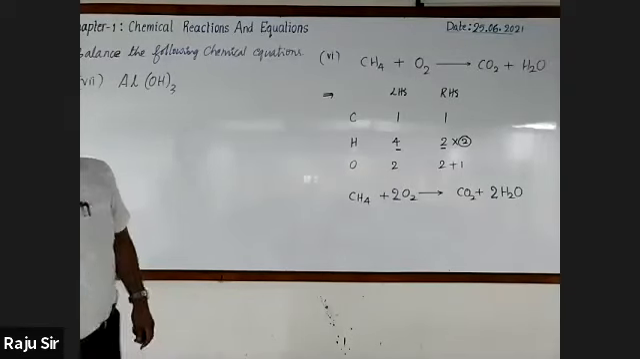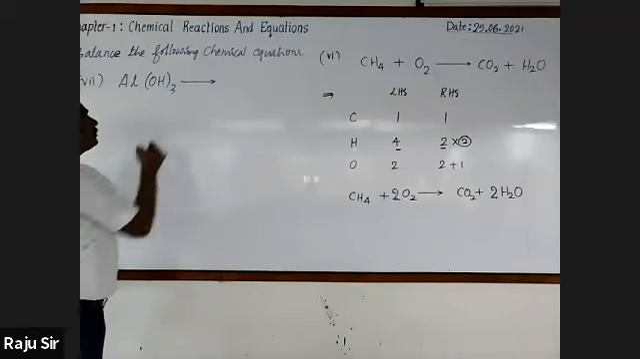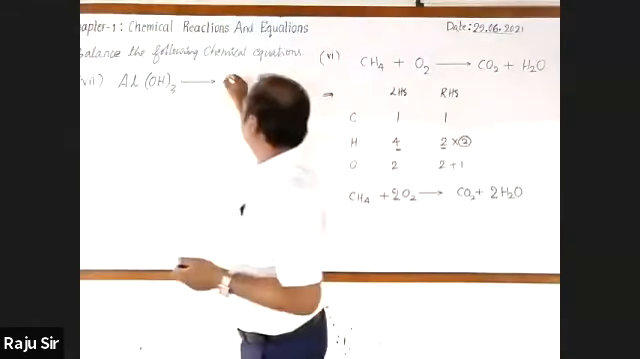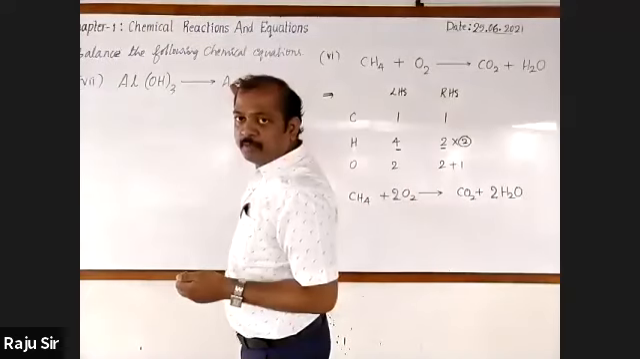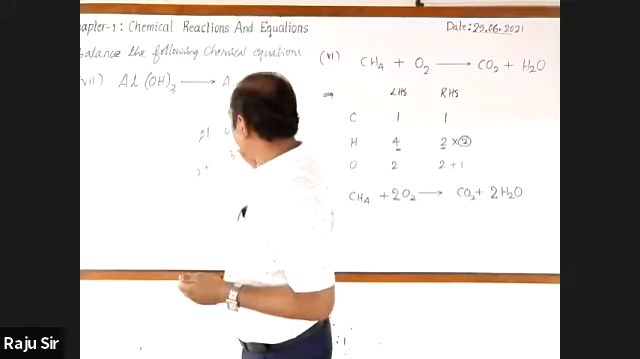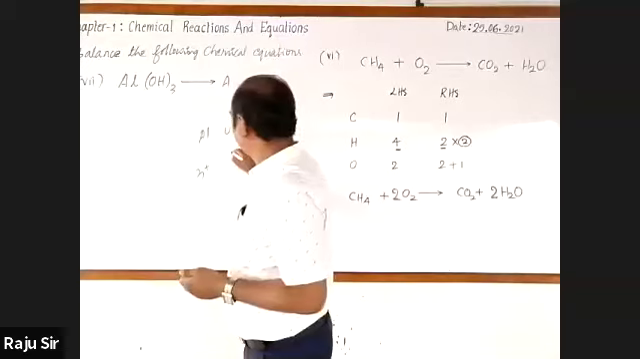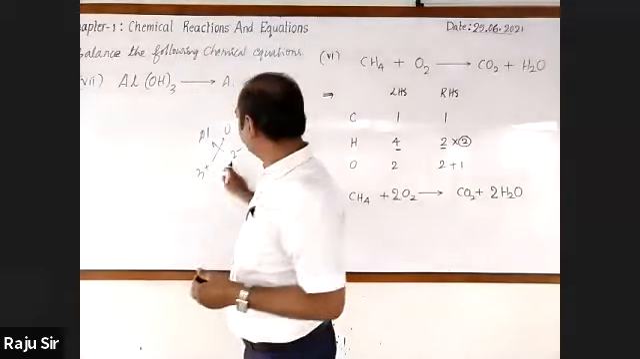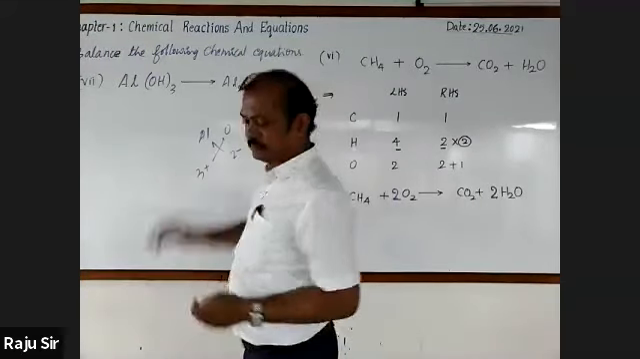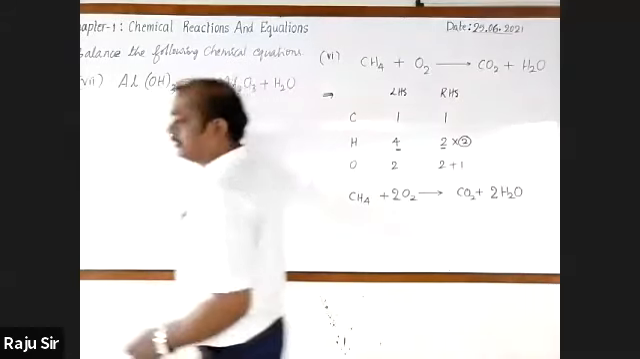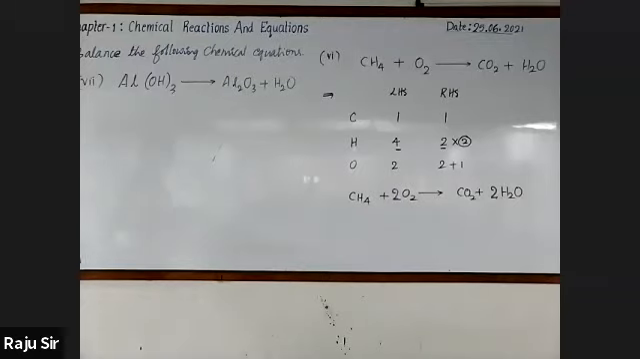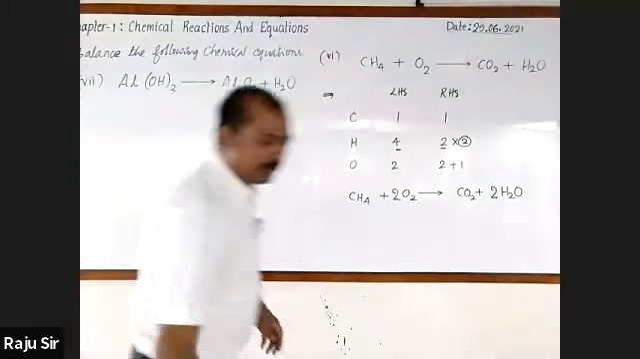is heated, then when heated it produces aluminum oxide. The chemical formula of aluminum oxide is Al2O3. Al3 plus, O2 minus. Crossing over charges, it is Al2O3. Al(OH)3 gives Al2O3 plus what? Let us go for balancing.